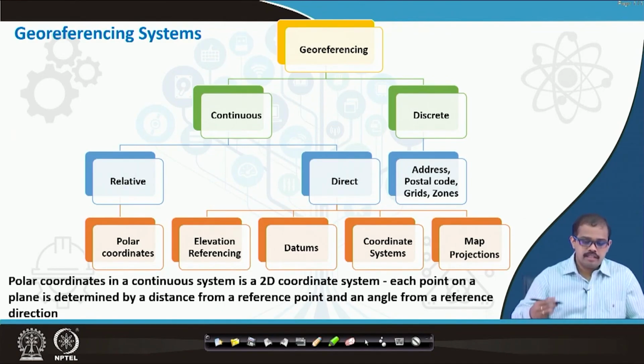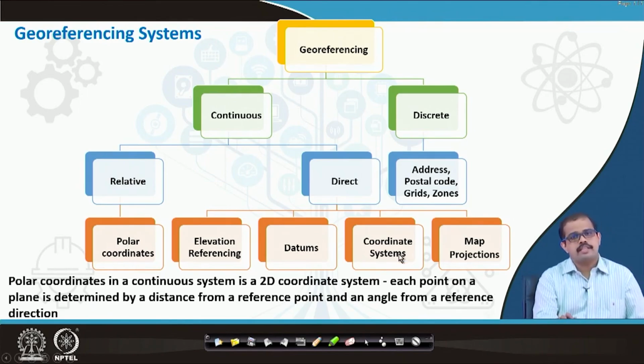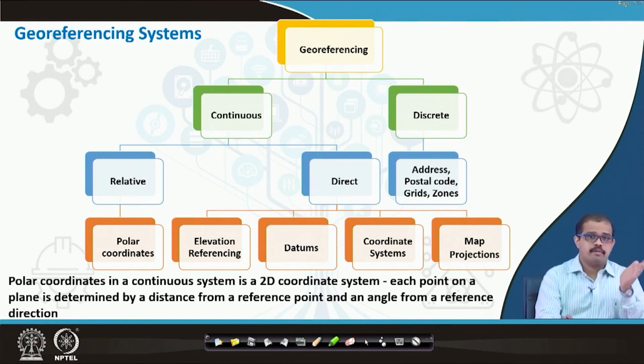Now the other way of looking at it is direct referencing, that is using elevation referencing. You can look at the datums. I will speak about the datums in the next class. Then the coordinate systems, which is extremely important. This is where people don't understand the difference between a coordinate system, a projection, a datum, etc., which is extremely important when you are looking at any GIS system. If you look at discrete, it can be just like your address, your postal code, your grids, your zones. So all of these are examples of a discrete system.